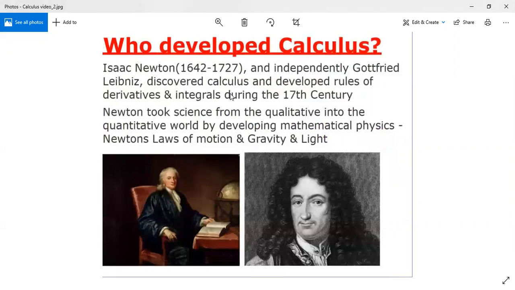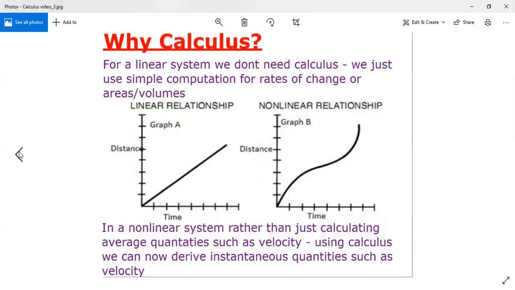Isaac Newton and, independently, Leibniz developed calculus back in the 17th century. Newton in particular took science from the qualitative into the quantitative world. So for example, developing Newton's laws of motion and Newton's laws of gravity, whereby he was explaining the universe in terms of formulas and numbers. A true genius.